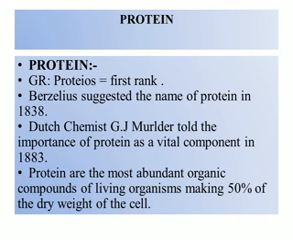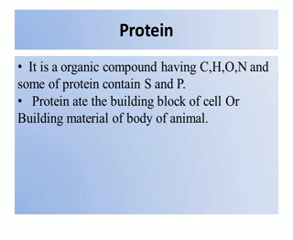Protein. Protein is from the Greek word proteus. It means first rank or primary place. The word protein was first suggested by Berzelius in 1838. Dutch chemist G.J. Mulder told the importance of protein as a vital component in 1838. Proteins are the most abundant organic compounds of living organisms, making 50% of the dry weight of the cell.